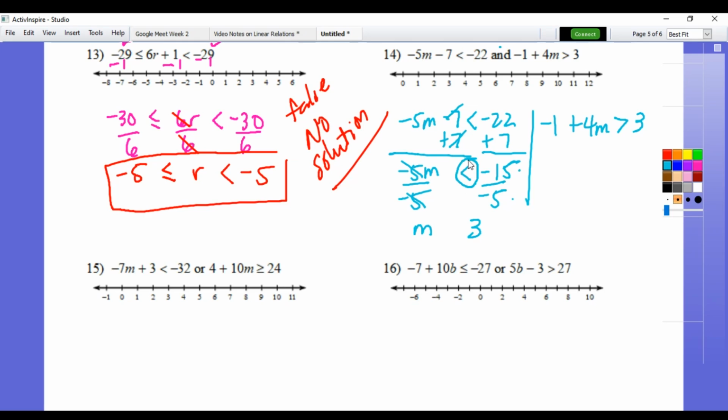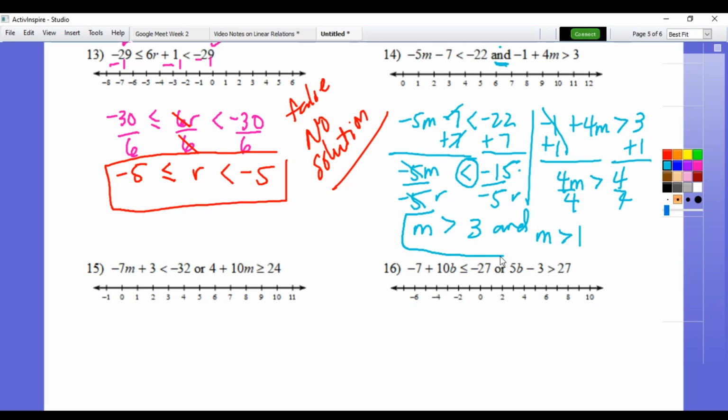But what will happen here? Since we're dividing by a negative, this flips over. Don't forget to copy the word "and". Here, I'm going to add 1 here, add 1 there. 4m is greater than 4. Divide by 4, divide by 4. m is greater than 1. So therefore, this is my solution.